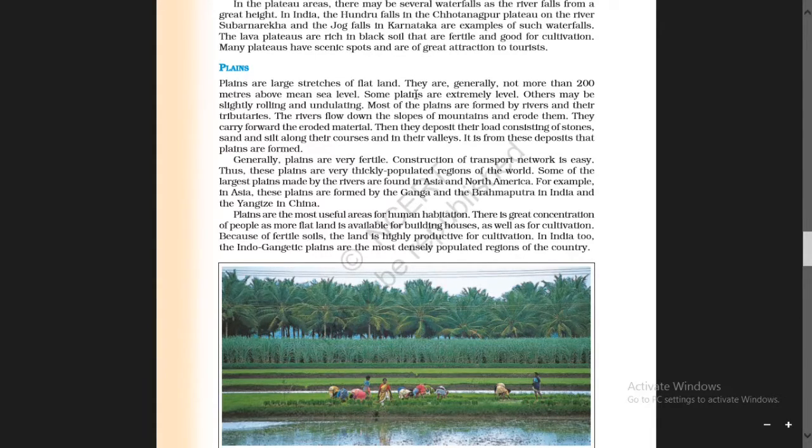Some plains are extremely level. Others may be slightly rolling and undulating. Most of the plains are formed by rivers and their tributaries. Tributaries means branches of rivers. A river forms different branches, which are known as tributaries.